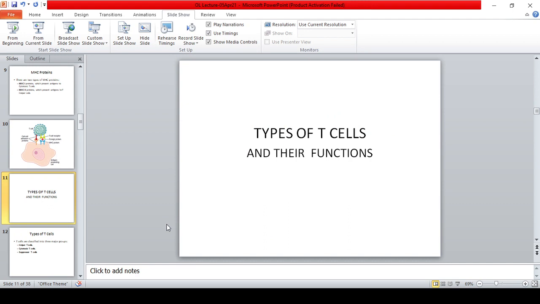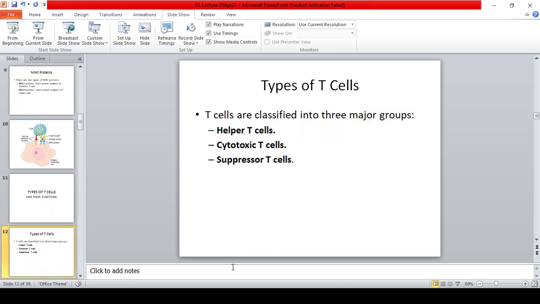Now we move on to the different types of T cells and their functions. The T cells are classified into three major groups: helper T cells, cytotoxic T cells, and the suppressor T cells. The helper T cells are again further subclassified into many other types like helper T helper 1, helper 2, and so on.